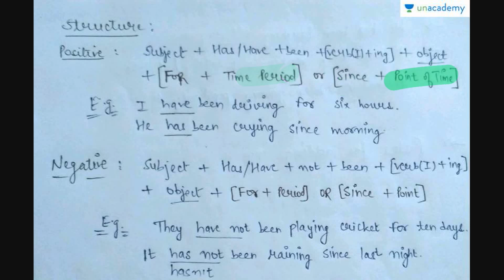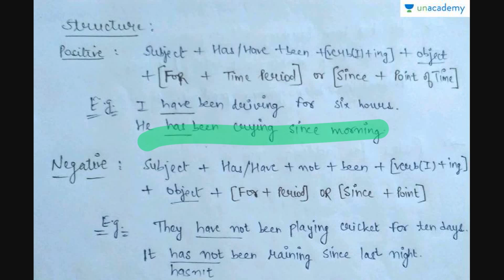Time period means duration of time: hours, months, minutes, years, weeks. And point of time is a specific instant of time. It may be a present time told by the clock, like 12 o'clock, 12 p.m., 2 p.m., 2 a.m., or days of the week, Monday, Tuesday, or yesterday. Only yesterday. Also 2017, January, February. These are all points of time, and when we use them in a sentence, we use since before them. For example, I have been driving for 6 hours. He has been crying since morning.